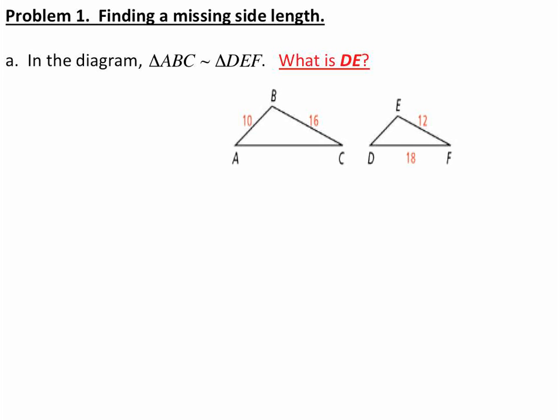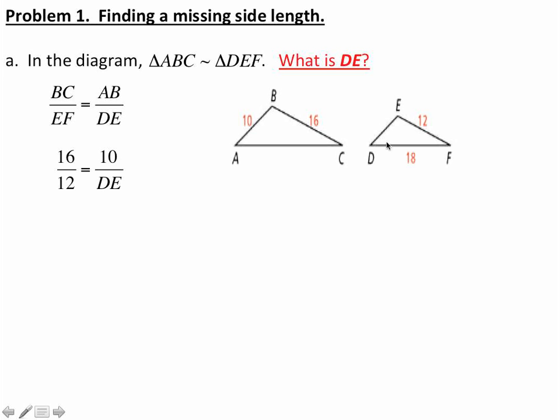In the diagram, triangle ABC is similar to DEF. And they're asking me, what is length DE? So I have to find this side. Well, I know I can set up a proportion because the corresponding sides are proportional. So BC, this side, compared to EF, 16 over 12, is in the same ratio as 10 is to the side that we're missing. Okay, so I can set up a nice little proportion. This 18 I don't need right now. It doesn't really help me. AB matches up with this side, DE, right there.